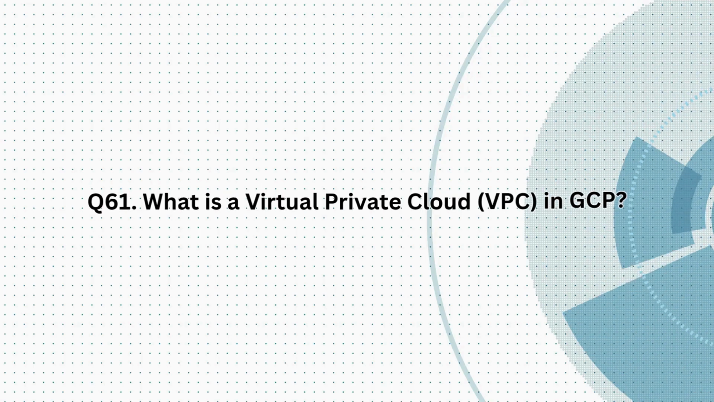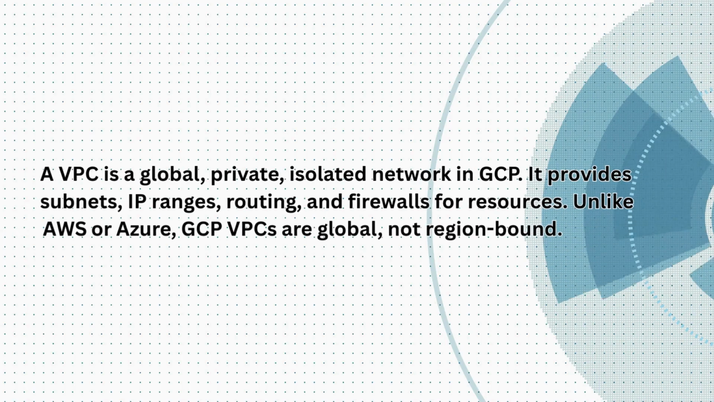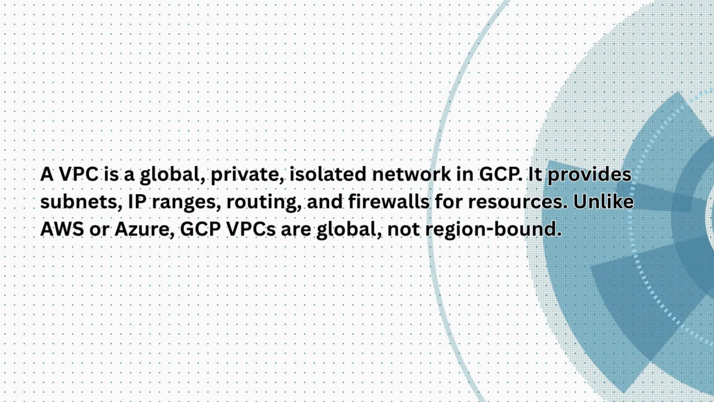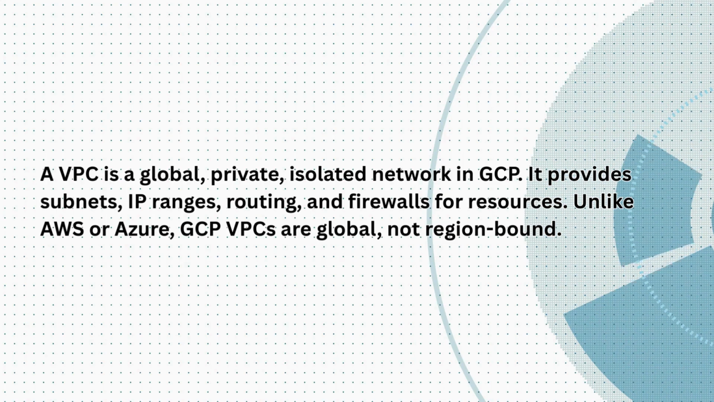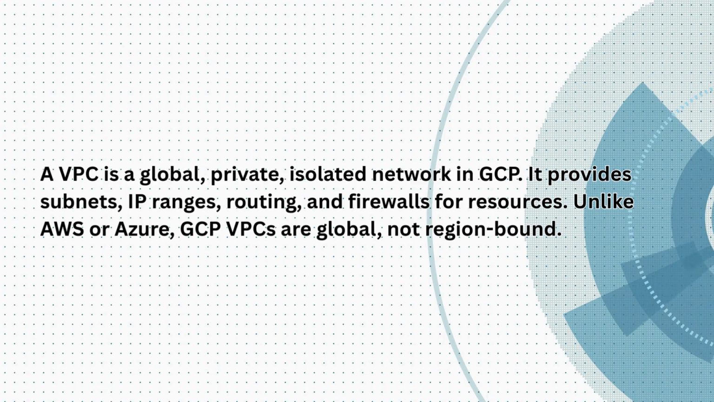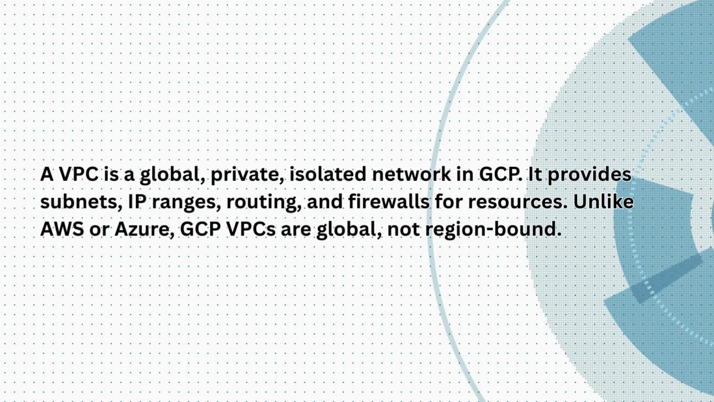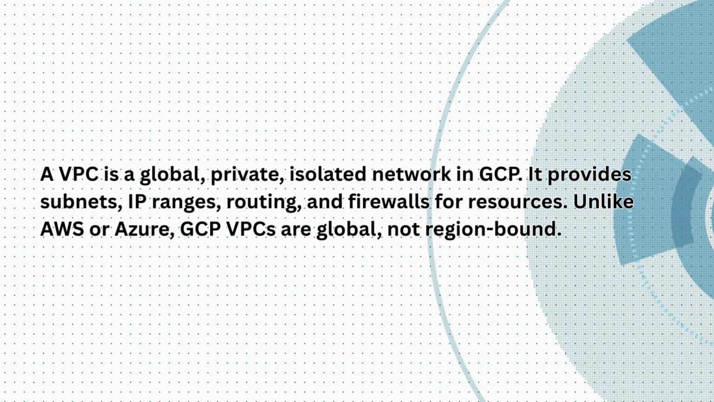What is a virtual private cloud, VPC, in GCP? A VPC is a global, private, isolated network in GCP. It provides subnets, IP ranges, routing, and firewalls for resources. Unlike AWS or Azure, GCP VPCs are global, not region-bound.